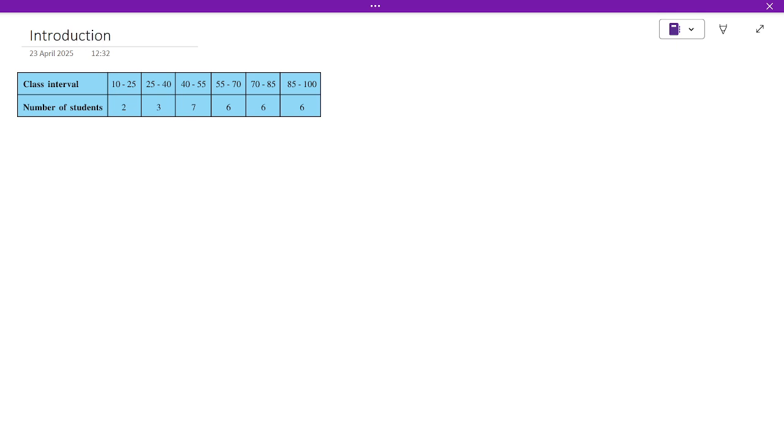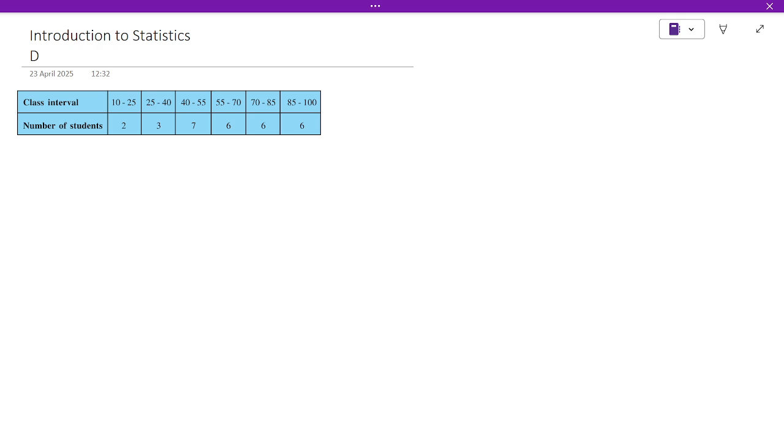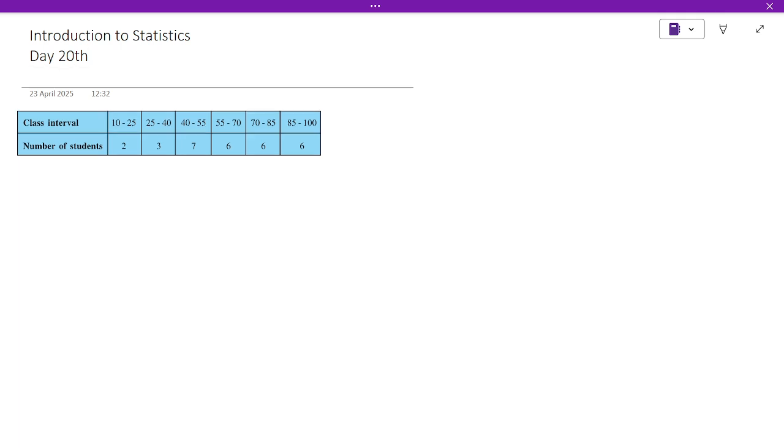Introduction to Statistics, and this is our 20th session, right? Day 20, and we are discussing the measures of central tendency, right? So that too for grouped data, and we already started how to find it. So we are starting with the mean.